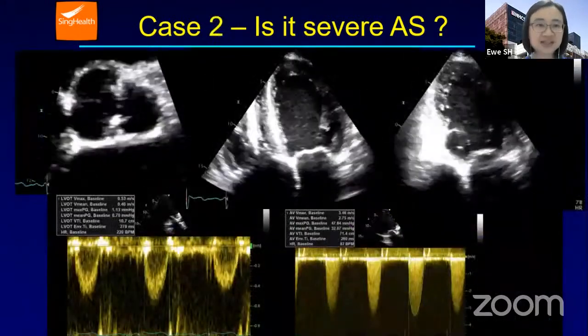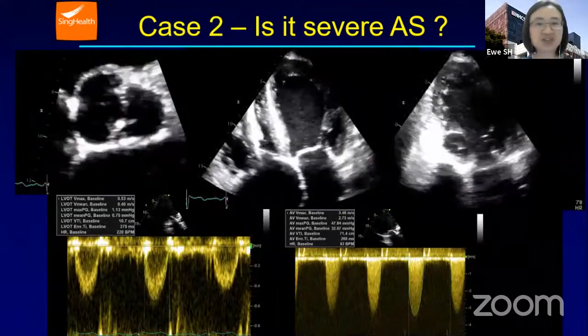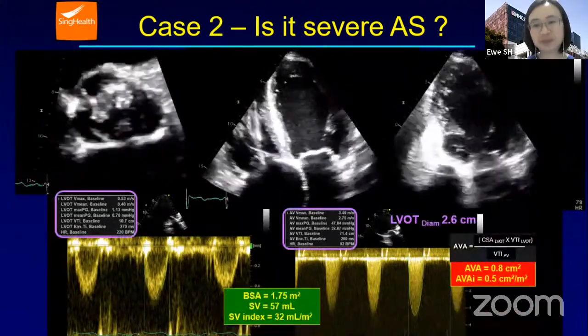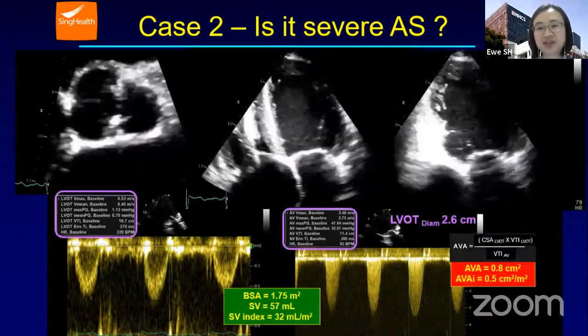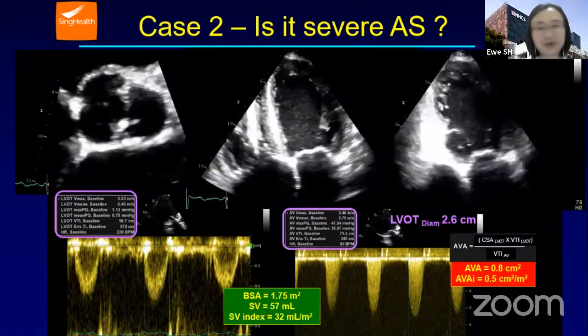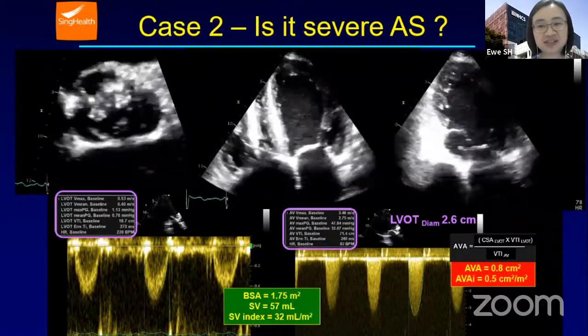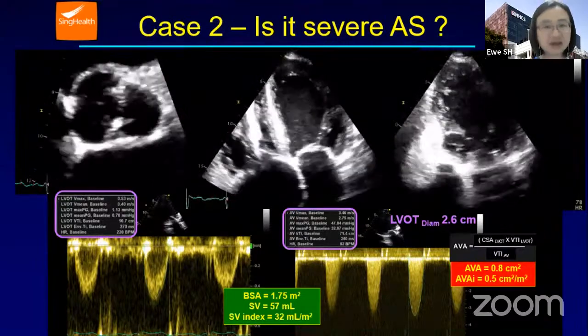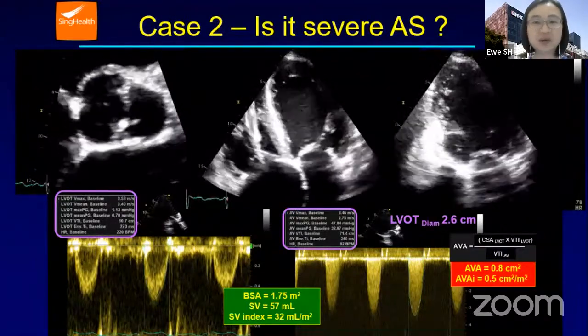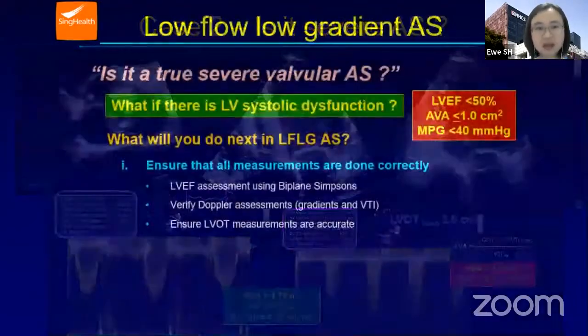The second case is that of bicuspid aortic stenosis. And in this, you have a patient with, again, LV dysfunction, and we calculated the aortic valve area is 0.8, and even the indexed area is less than 0.6, so it's severe by definition. Yet the gradient is 32. So what would you do?